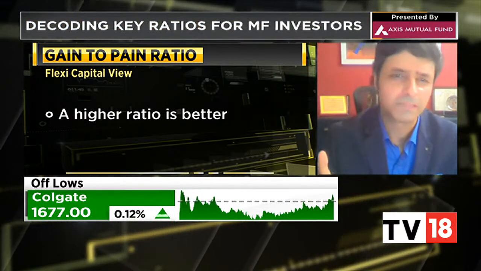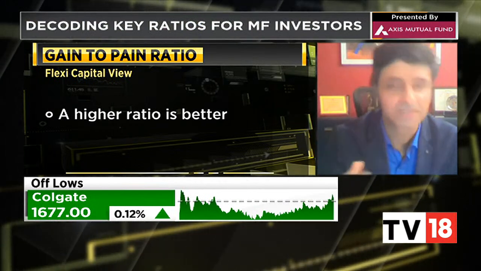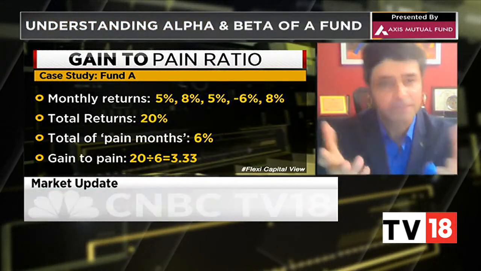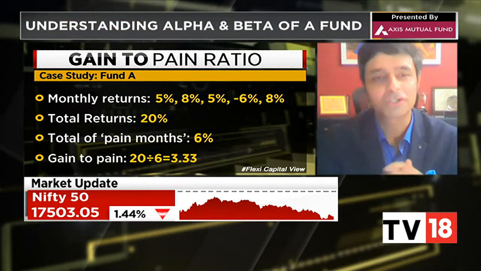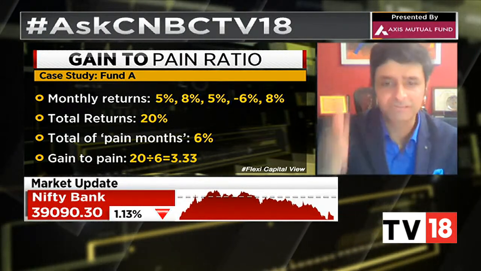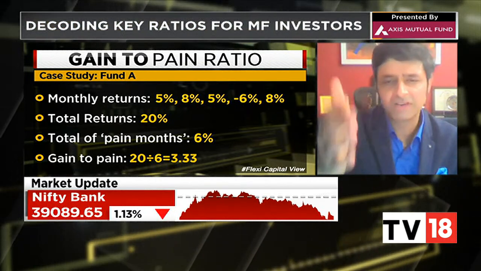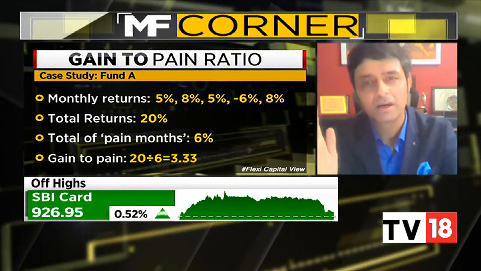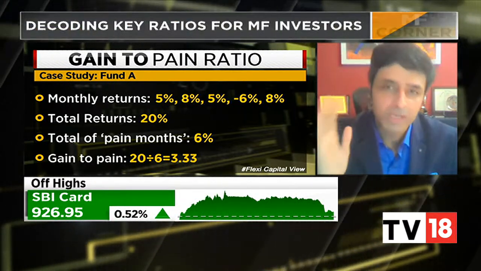There is a small case study, because I just wanted to showcase that to your viewers and to you and talk about that. Basically, if there are two funds, Sumera, Fund A, absolutely, I was looking for this on the screen. Thank you very much. So if you look at these two funds, one is Fund A, one is Fund B, and Fund A, for example, has given monthly returns of 5, 8, 5, -6 and 8%. So total return in this fund, Sumera, is a clear 20%.